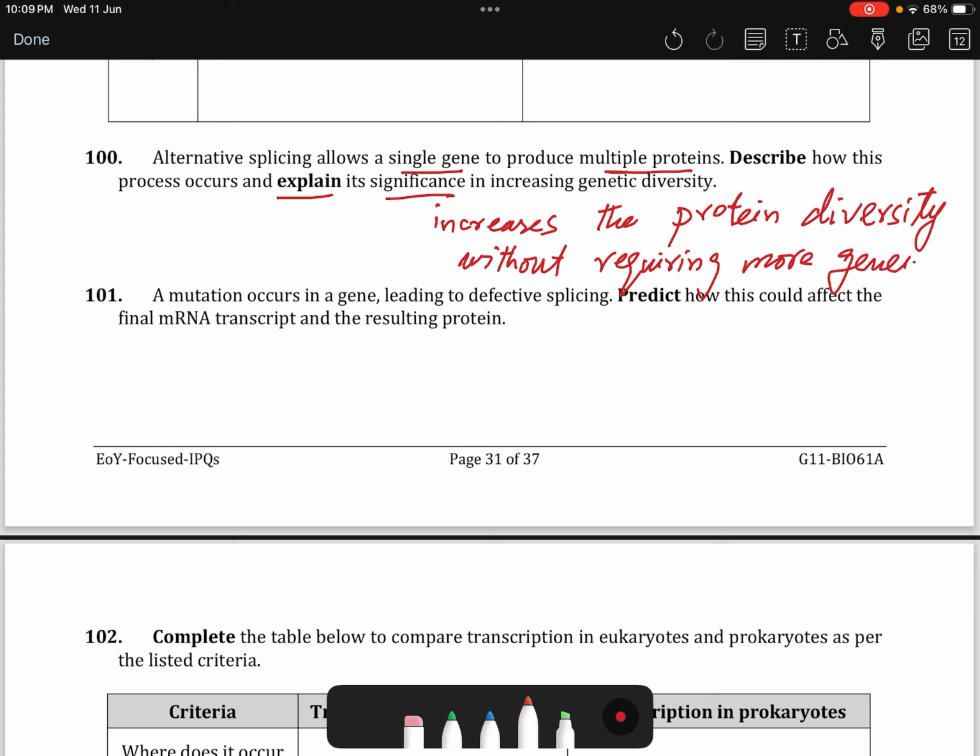A mutation occurs in a gene leading to defective splicing. Predict how this could affect the final mRNA transcript and the resulting protein. Of course, if there is a defect, it will lead to different introns, different exons, incorrect splicing sites, and a different, altered protein. So its structure will be different and its function will be different.